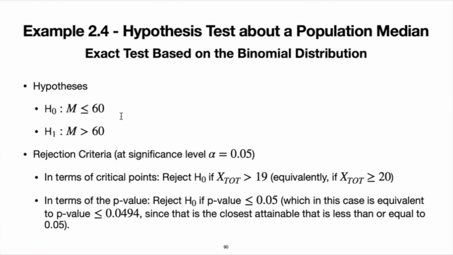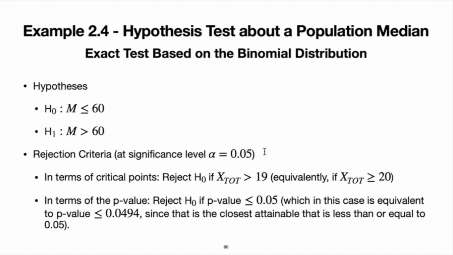So again, the hypotheses we're testing. The null hypothesis is that CAP-M is less than or equal to 60. The alternative is that the population median CAP-M is greater than 60. The problem said to use a significance level of 0.05, which, when we're dealing with a discrete reference distribution like the binomial, there may not be a critical point that gives us exactly a significance level of 0.05, as we've seen, so we need to keep that in mind.